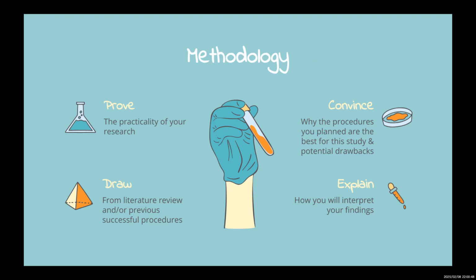Secondly, your methodology section should draw from the literature review that you did and the previous successful procedures. For example, if you want to do research that involves bacterial transformation, there are so many people who've already done this process in so many different ways before you, and they've done it so successfully. So it doesn't make sense for you to just make up another procedure of your own and put it in your methodology section. It definitely makes more sense to reference a successful procedure that you saw and think will really work well in your study.